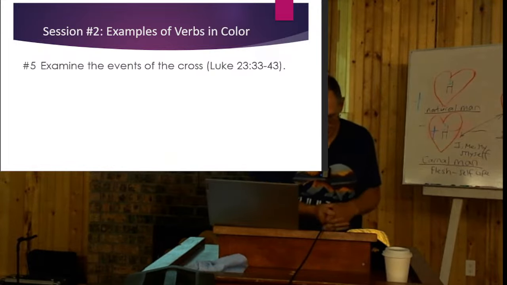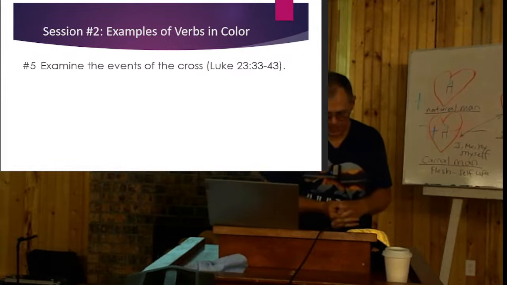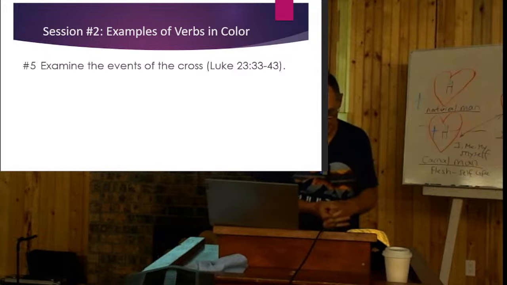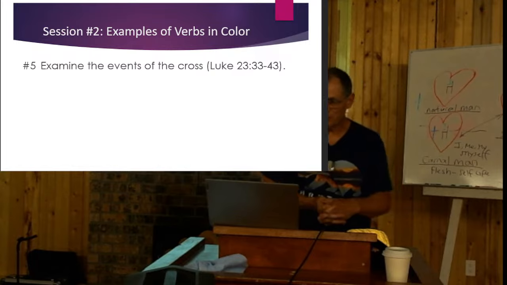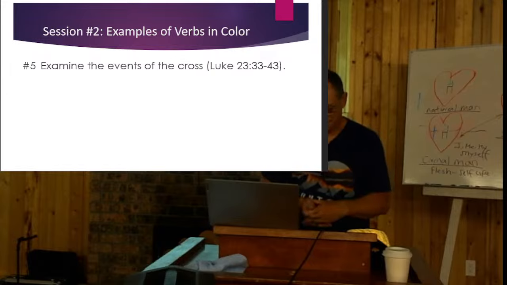Do you not even fear God, seeing you are under the same condemnation, and we indeed justly, for we receive the due reward of our deeds, but this man hath done nothing wrong. Then he said to Jesus, this is the repentant thief. What's said in verse 42? And it's also imperfect. Okay?